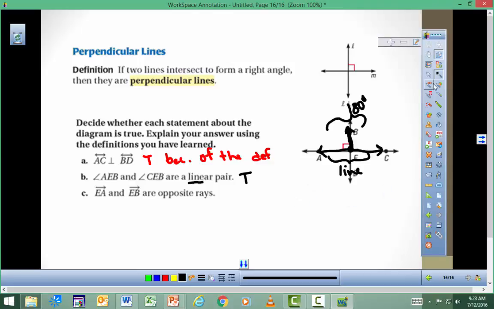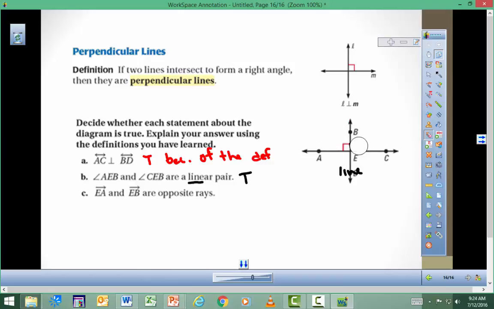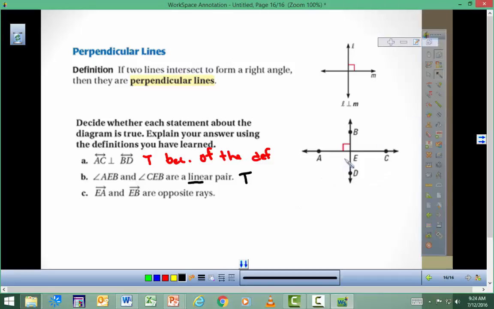Alright, well, how about this final statement? EA and EB are opposite rays. Okay? EA, well, that's this ray going this way. And EB, oh, EB is going this way. Okay, they do have the same endpoint, but they don't form a line, do they? And so they're not opposite rays, so we'd say false.